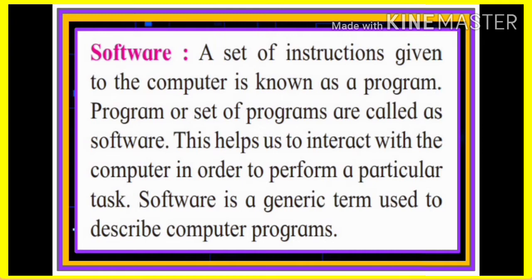Software. A set of instructions given to the computer is known as a program. A program or set of programs is called software. This helps us to interact with the computer in order to perform a particular task. Software is a generic term used to describe computer programs. So, software means a set of related programs, and the set of instructions is called a program.